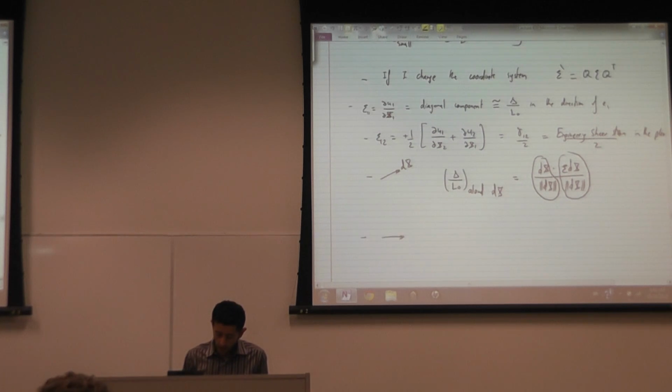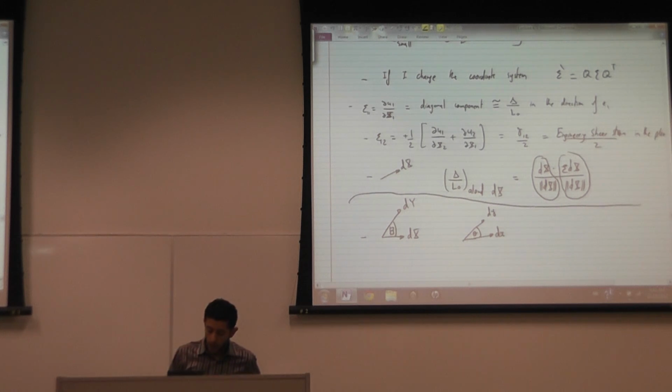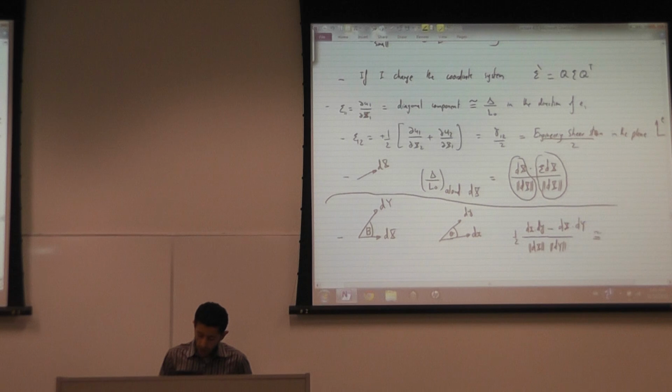Now, if I have a vector dx and a vector dy, and between them there is an angle theta, then after deformation, if this vector becomes dx and this vector becomes dy, and the angle between them is theta, then the strain matrix tells me something about how the angles change in space, because half of dx dot dy minus dx dot dy, divided by norm dx norm dy, is equal to dx dot epsilon dy divided by norm dx norm dy.